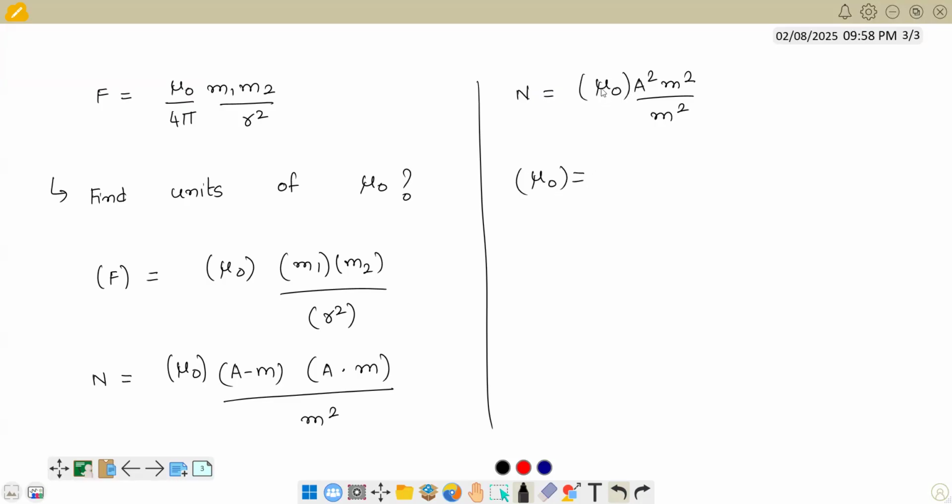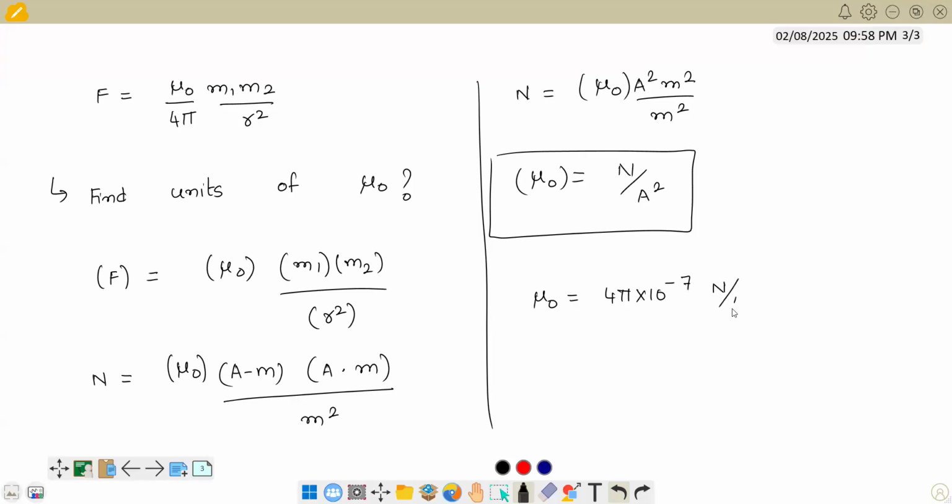To show that you are dealing with units, generally we use brackets in this way. So we can write Newton per ampere square. This is the units of mu naught. If you want to write the full value, 4 pi into 10 power minus 7 Newton per ampere square.